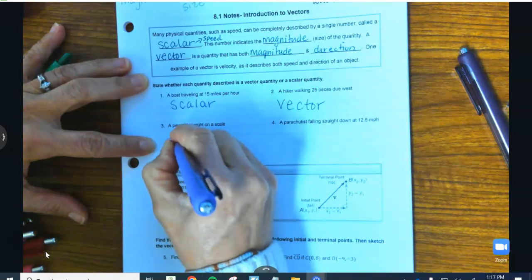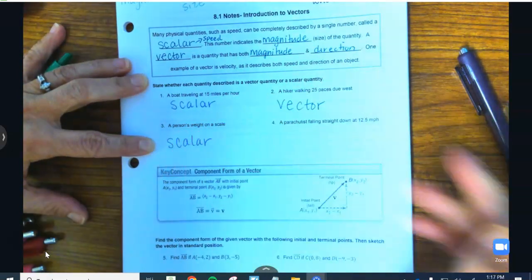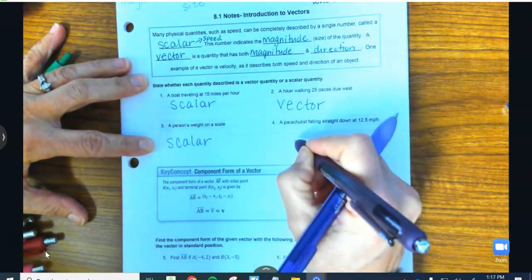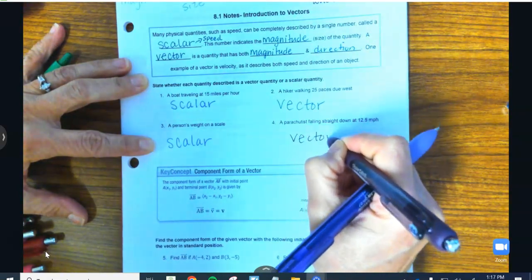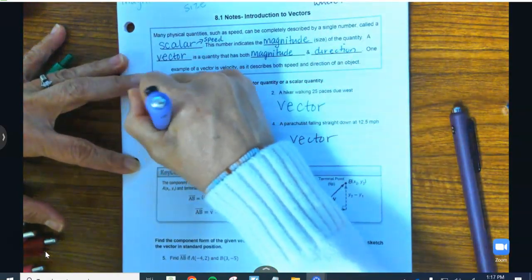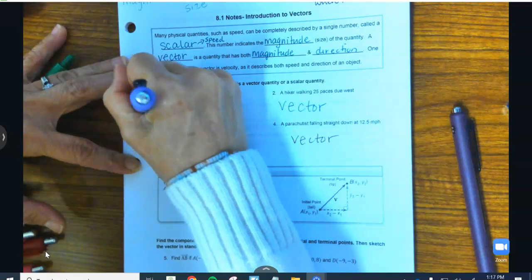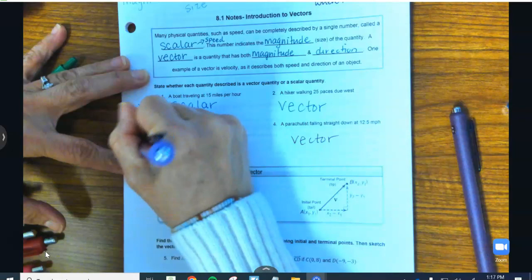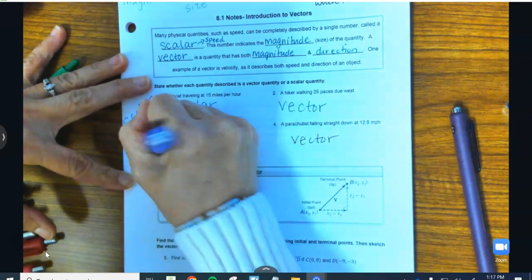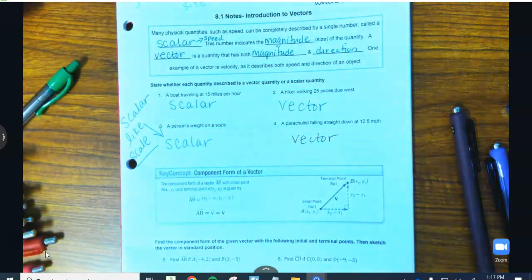A person's weight on a scale, that's just scalar. Like we can't even determine where on that. But a parachutist is falling straight where? Down. So number 4 is a vector. One more thing, remember scalar kind of sounds like scale. It's kind of hard to determine where a scale is going. That's why it's called scalar.